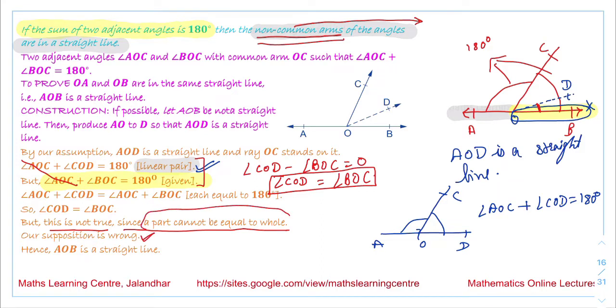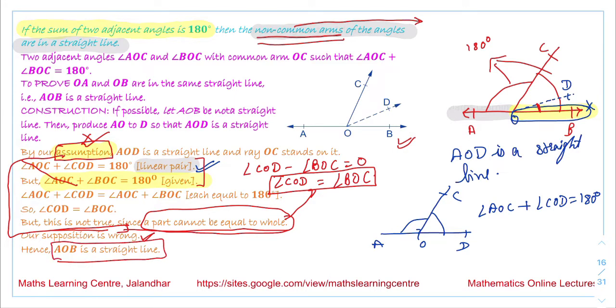So this is important over here: the assumption we have made is that this is not a straight line. Because of this assumption we have reached a contradiction. So we are saying our assumption is wrong. If our assumption is wrong, it means that AOB is a straight line.